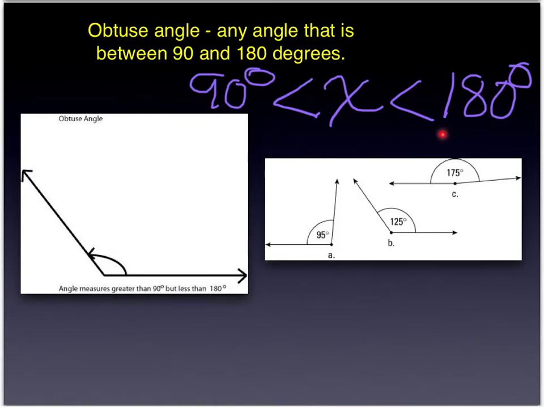So 179.99999 is an obtuse angle, not a straight line. Our examples are 95 degrees, 125, 175 degrees. All of those fit into this range between 90 and 180 degrees.